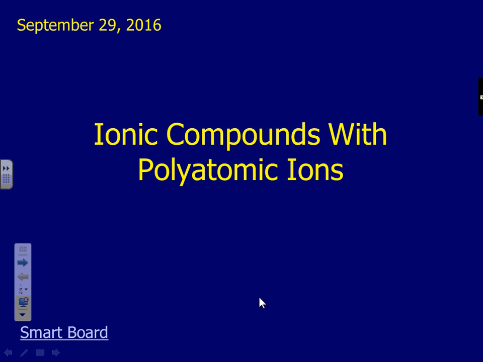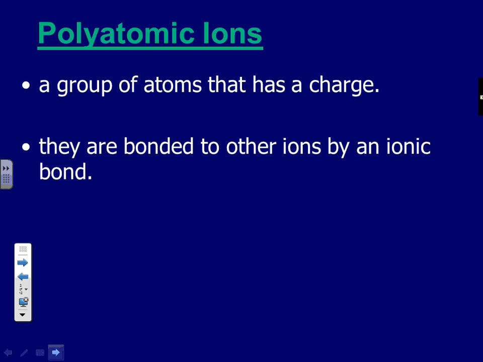Now what we want to deal with today is ionic compounds that contain what are called polyatomic ions. And I'm going to first explain what a polyatomic ion is, and then I'm going to show you how to get the names and the formulas. The process is the same. It's just we've got to deal with a slightly different looking ion in this particular type of problem. So first, what is a polyatomic ion?